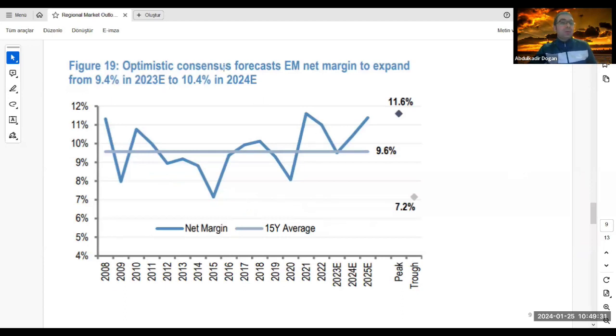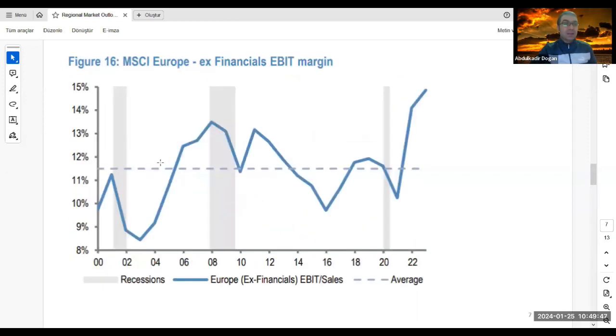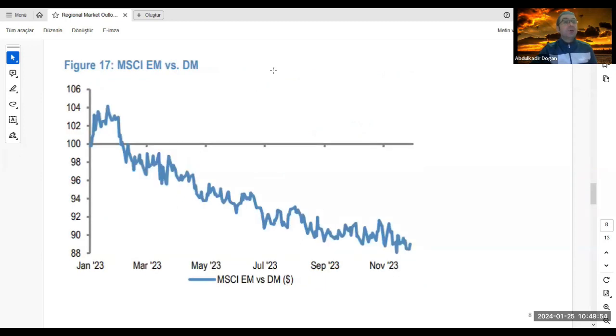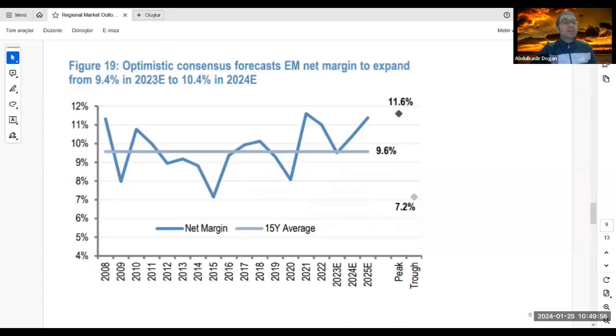Now I have an optimistic consensus forecast for emerging market economies' net margin to expand from 9.4% to 10%, 10.4% in 2012. Net margin means net profit margin. A few seconds ago, I said to look at EBIT margin. What is EBIT? Earnings before interest and taxes. Then from that EBIT, if I subtract my interest expense and taxes, I have the net profit margin.